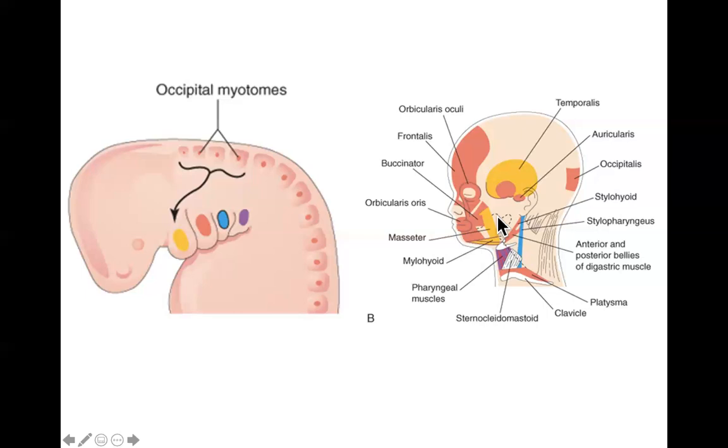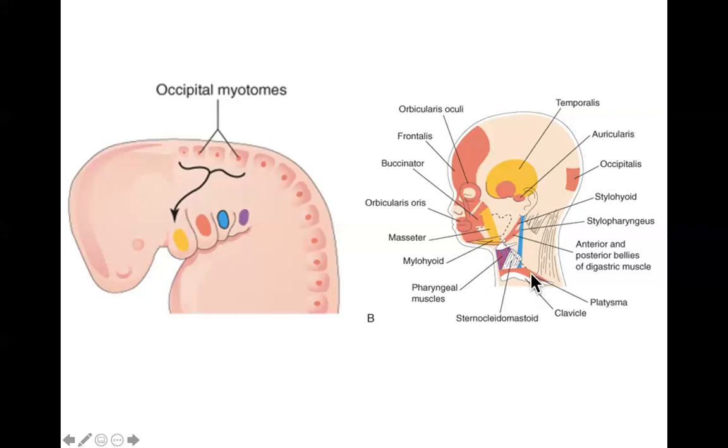Okay. So the second arch, this guy right here, is going to form a whole bunch of different muscles. Most of them are the muscles of facial expression. It forms a few other things like the stylohyoid muscle, one of the bellies of the digastric muscle, the platysma muscle, and the occipitalis muscle, which really are actually part of your facial expression anyway, because this guy stretches your scalp.